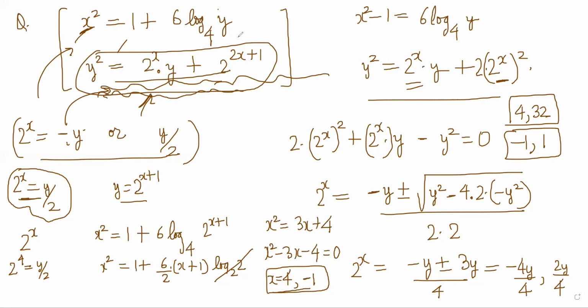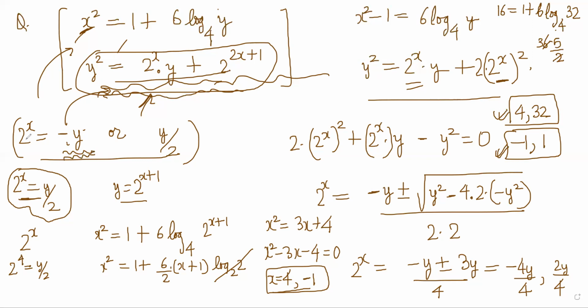You should check whether it fits the equation. Put it in the equation and see whether it's coming. Minus 1, 1 fits. For 4 and 32, if x is equal to 4, it is 16 is equal to 1 plus 6 log 4 of 32. That is 5 by 2, so 6 into 5 by 2 is 15, plus 1, 16. Yeah, it fits. So both of these are correct solutions. It will fit the second equation also. Now we have to check the other case.